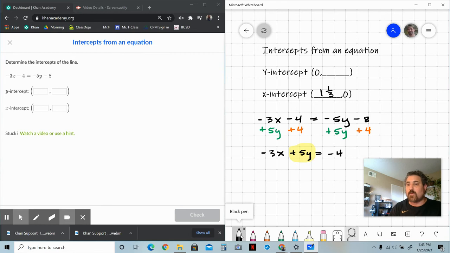Okay? For the y value, you're going to basically get rid of that. Let me see if I can get rid of the highlight.